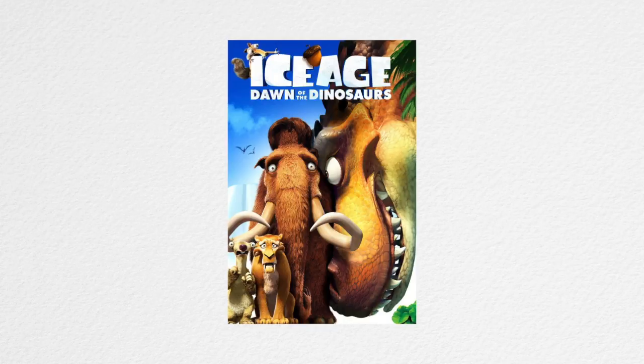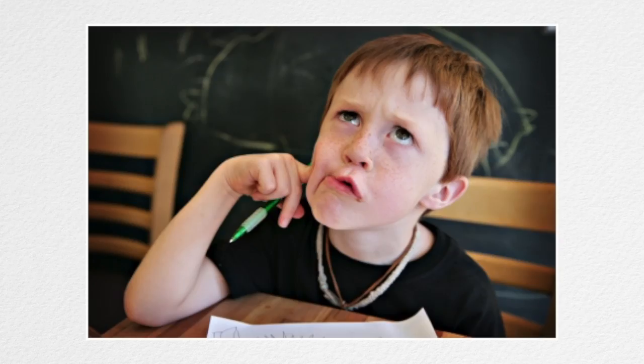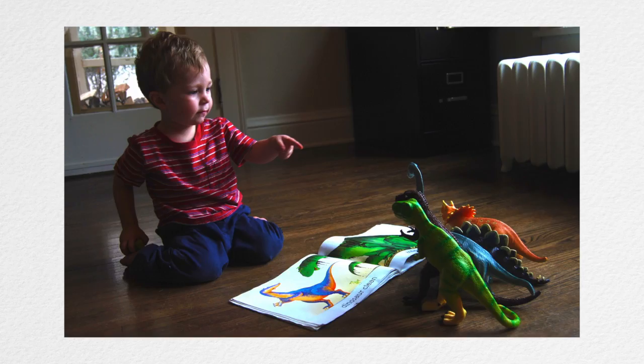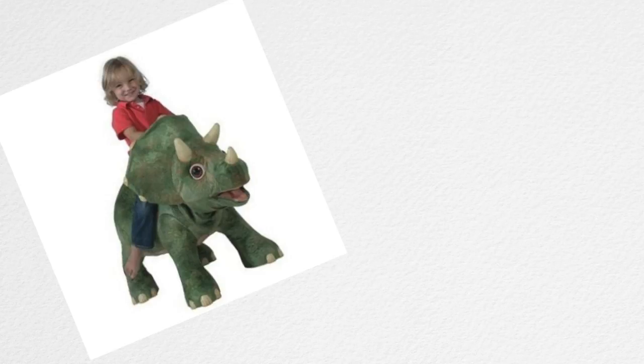All in all, this is just a kids' movie, but should we really be feeding kids misinformation? So many kids love dinosaurs, so it would be a terrible shame if they started to believe that Triceratops really roamed around the earth at the same time as woolly mammoths.